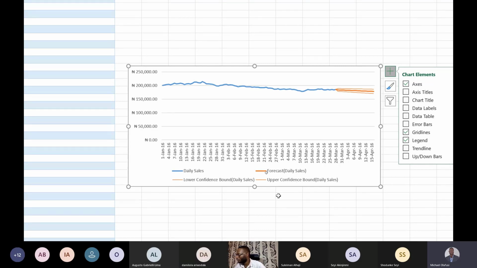Okay, so there's a formula approach too, but I don't want to show us a formula approach because this does way better than the formula approach.